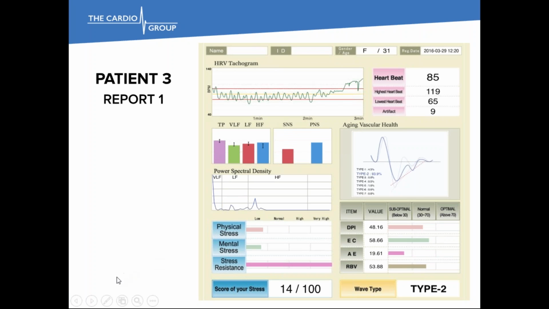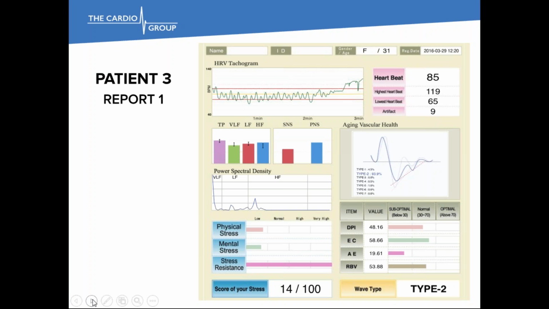So this next person that we're looking at here is a 31-year-old female. Looking at the waveform, they're predominantly type 2 with a little bit type 1. So we know endothelial function is not optimized. You know, eccentric contraction, elasticity, the artery is quite stiff, so we really know endothelial function and nitric oxide function are not optimized for this person.